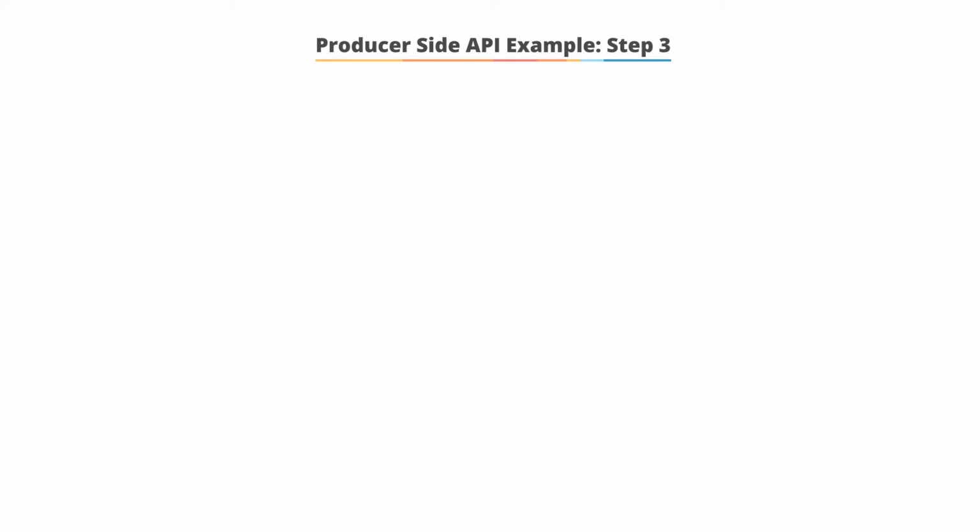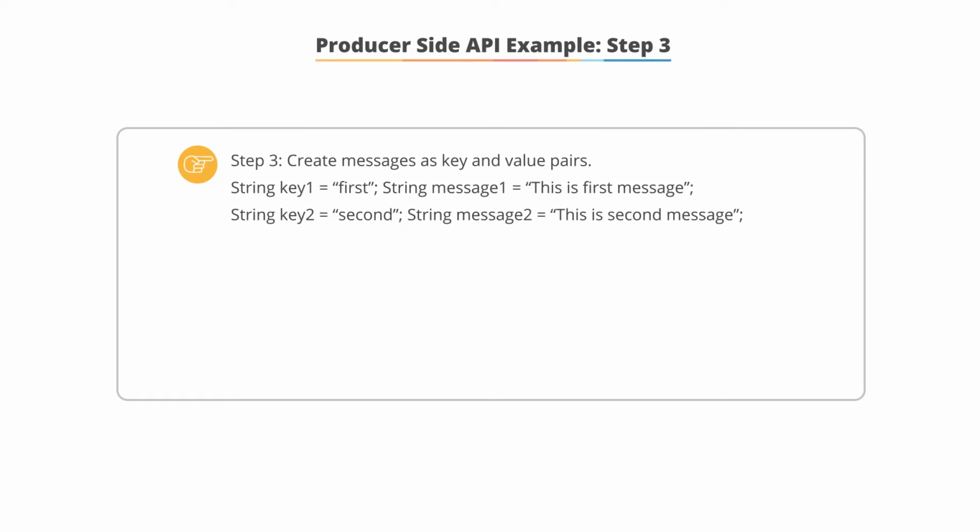In step 3, we'll be creating the messages as key and value pairs. So in this case, we'll define a string called key1 to equal "first", and then the message to be passed would be "this is the first message". String key2 will have "second", along with the message of "this is a second message". This produces our desired key value pair.